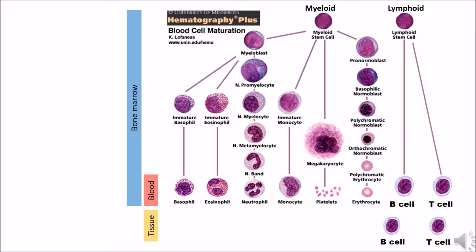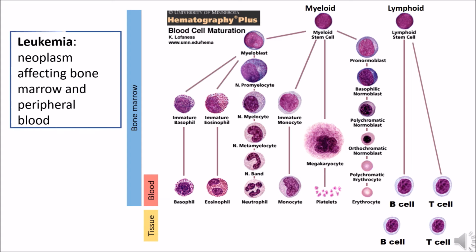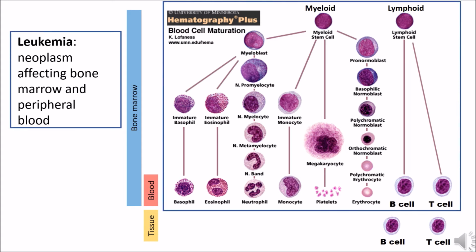It's important to define some terminology first. Leukemia is a neoplasm affecting the bone marrow and ultimately, because marrow cells circulate, the peripheral blood.